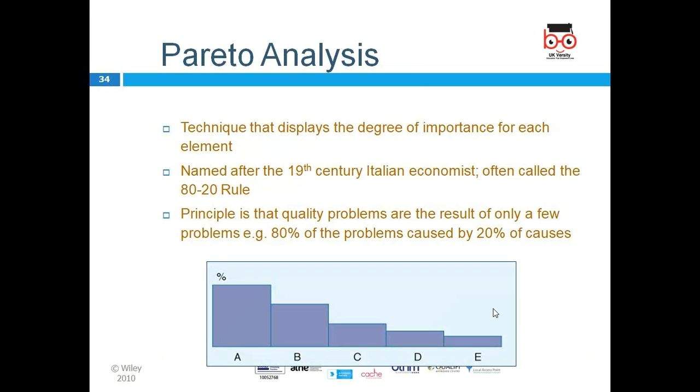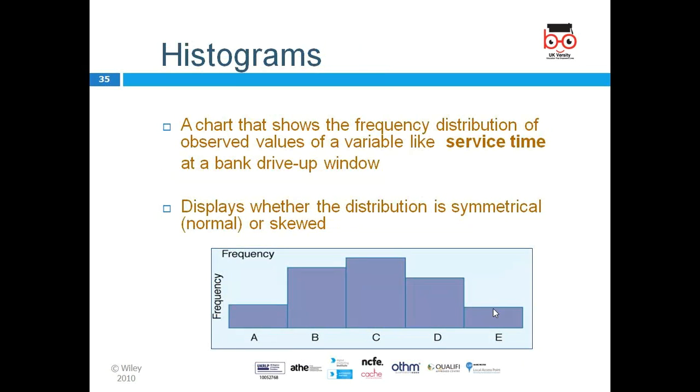Pareto is called the 80-20 rule: 80% of sales, 20% of causes. The principle is that quality problems are the result of only a few causes. 80% of problems are caused by 20% of causes, and 20% can be 80% of causes. So we need to make sure the same model can be used from different perspectives.